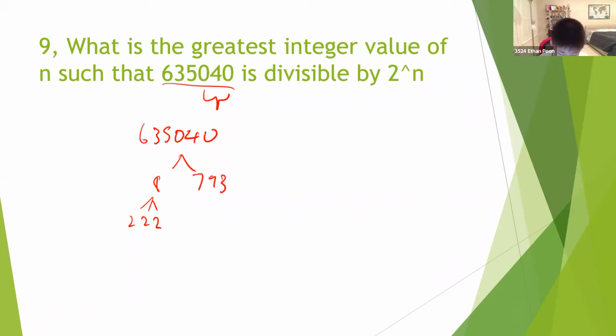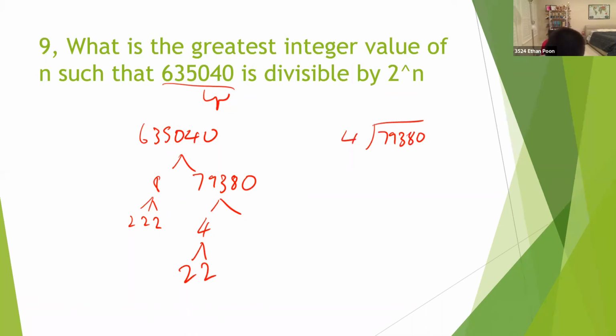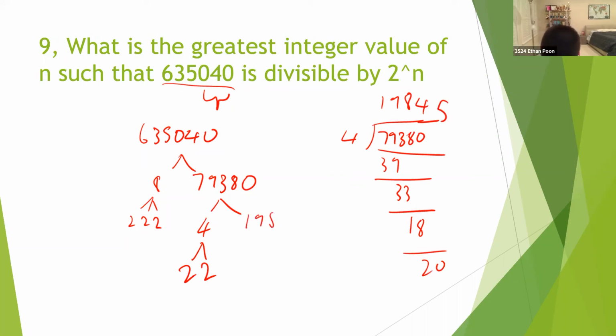And then we get 79380, and then we can divide that by 4, or can we divide by 8? I think we can. Wait, no, we can't. So I'm going to divide by 4 again. I'm going to do this off to the side. We get 19845. Since this is an odd number, we don't have to factorize by 2 anymore. So we're just looking for 2s, and we see 1, 2, 3, 4, 5 twos. So the greatest integer value of n is 5.